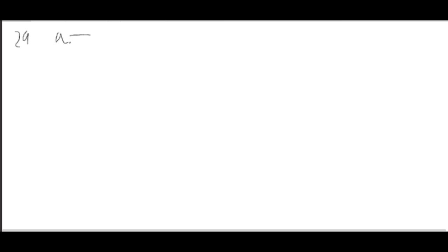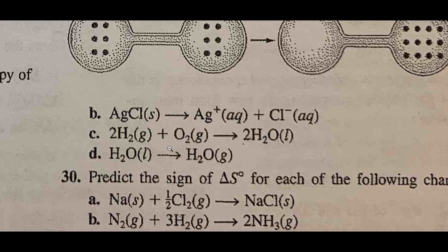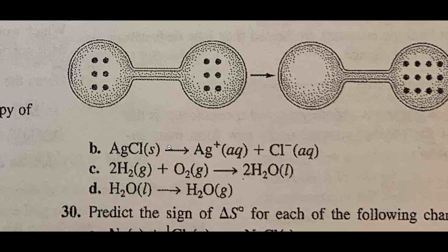So B is a definite increase in entropy. Oh brother, it's a definite increase. It's a big increase going from a solid to an aqueous. It's more energy than a liquid even. Then we look here, two states going into one.